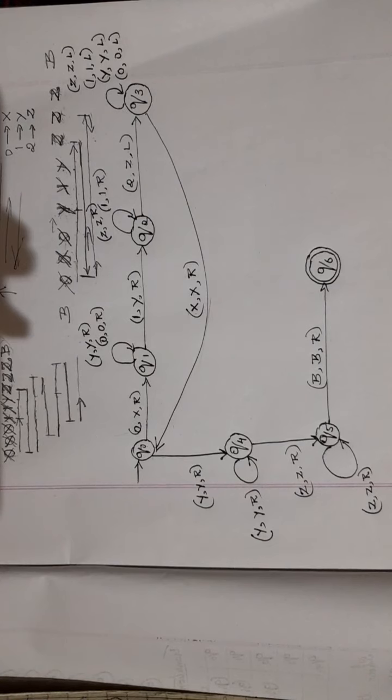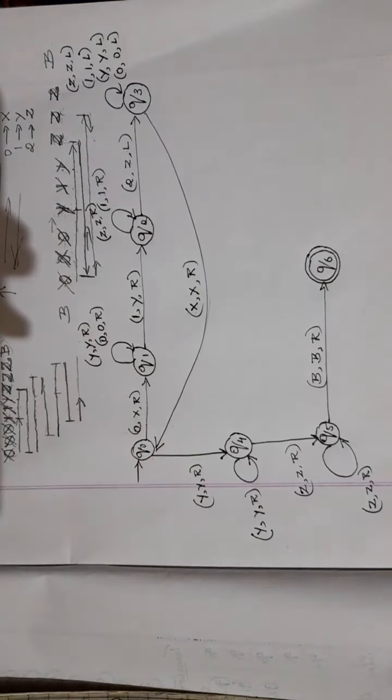Now you have to write all the tuples. You should write all the tuples with respect to the machine that you have drawn. How to write the tuples I have taught in previous classes. Go through the previous video and then write all the tuples. You should write the transition function, that is, a transition table, with respect to whatever diagram you have drawn.